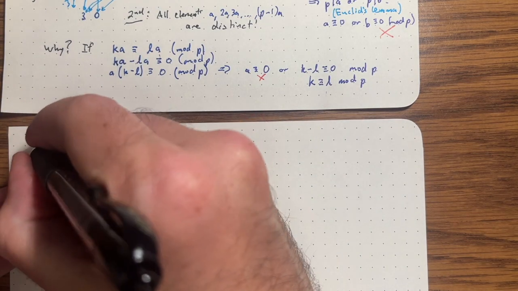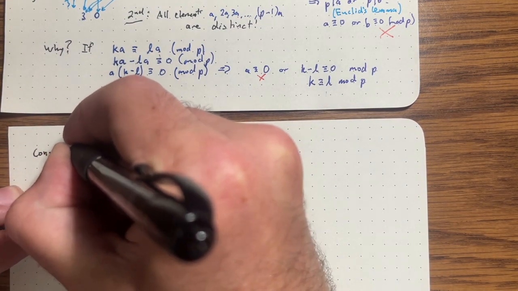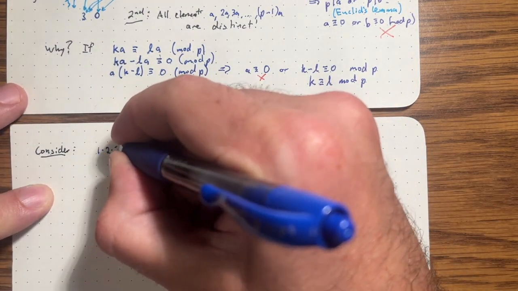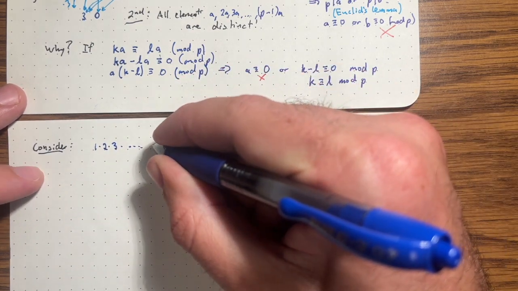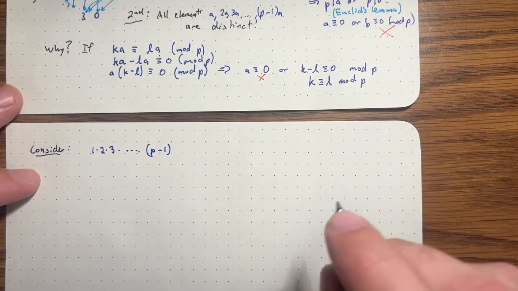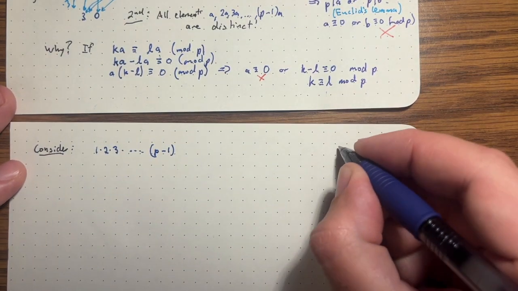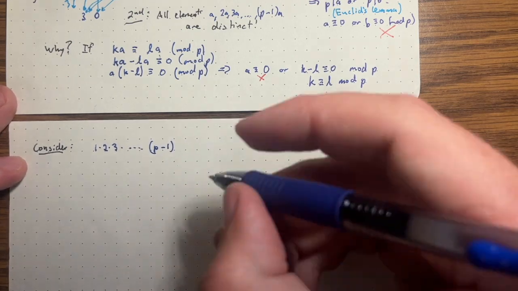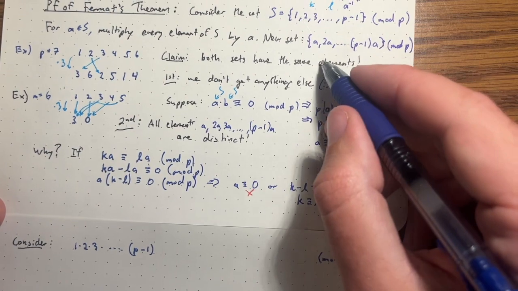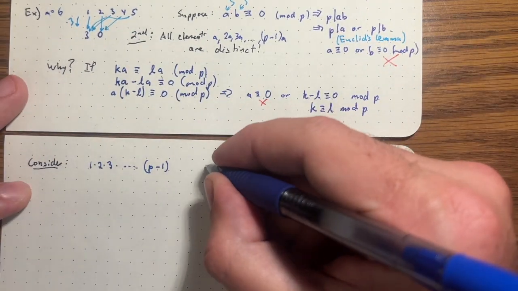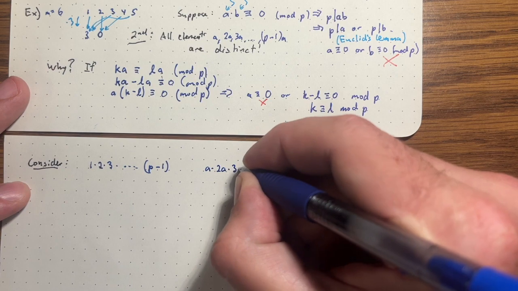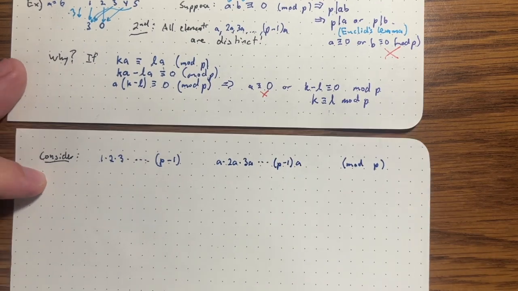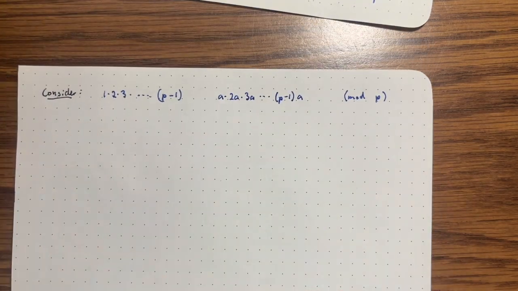Here's the idea. We're going to consider these two products. 1 times 2 times 3, taking everything up to p minus 1, and multiply them together. In other words, p minus 1 factorial, but this is all mod p. And I'm going to take another set: a times 2a times 3a, all the way up to p minus 1 times a. What can we conclude about these two products?